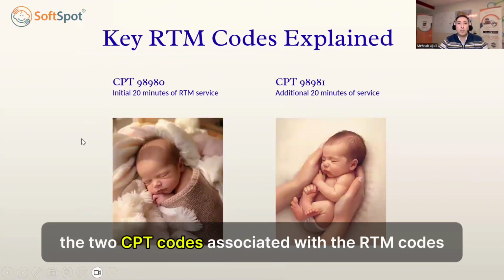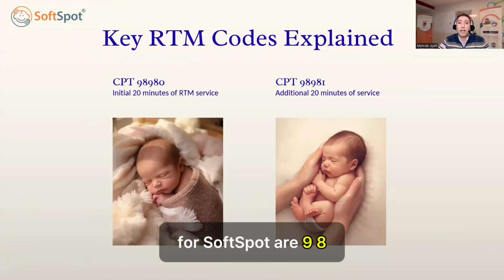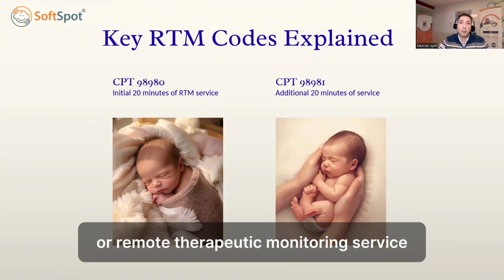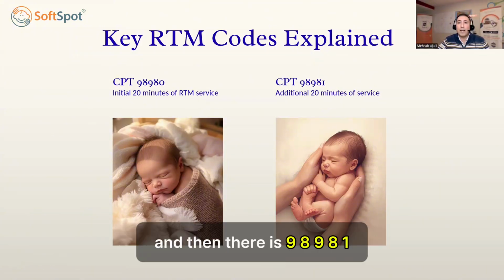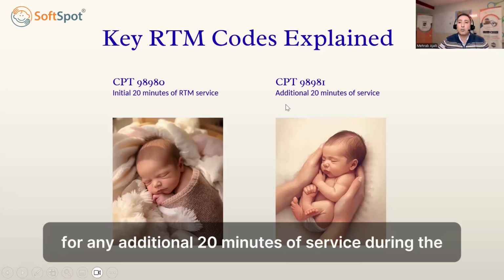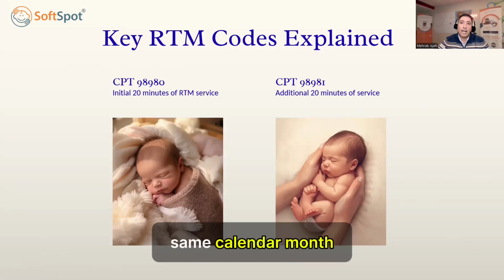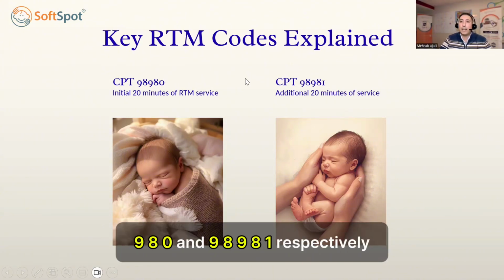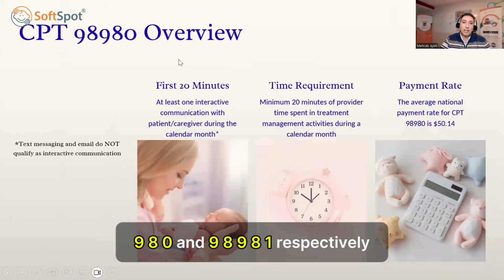The two CPT codes associated with the RTM codes for SoftSpot are 98980 for the first 20 minutes of RTM service, or remote therapeutic monitoring service, and then 98981 for any additional 20 minutes of service during the same calendar month. So again, the two CPT codes are 98980 and 98981 respectively.